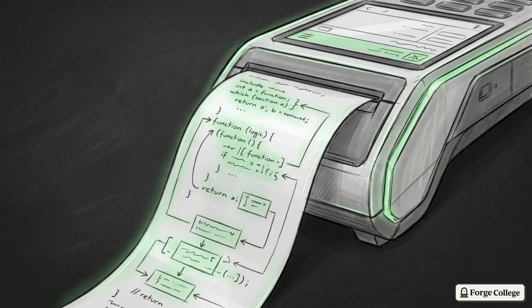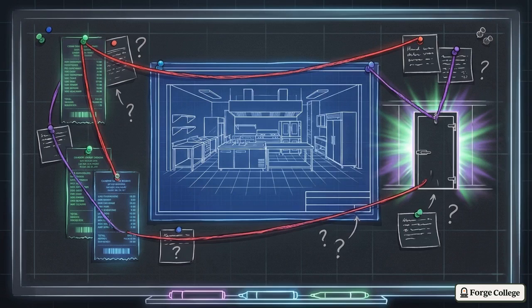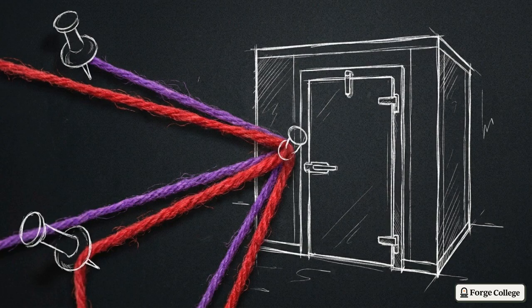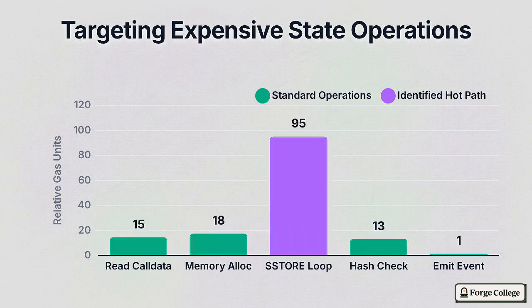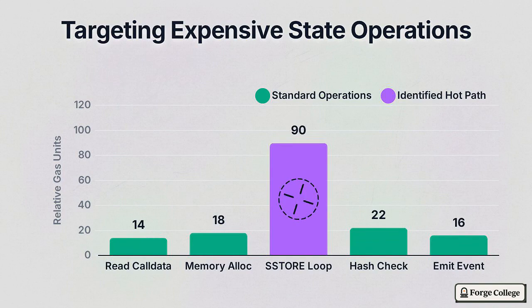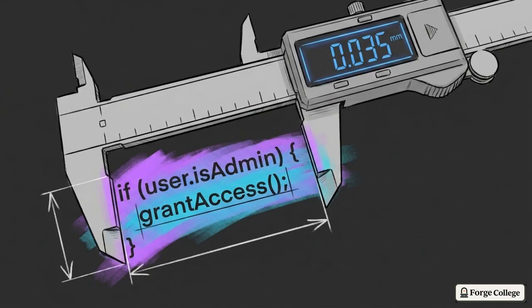In our previous lesson, Advanced Event Log Analysis, we learned how to read the digital receipts our contract generates. Now, we use the data from those logs to find out exactly where our code is opening the fridge too often. Performance optimization is the targeted act of finding those specific, expensive pockets of waste and fixing them to save money. We don't guess how to make the code faster. We measure exactly where it is most expensive.